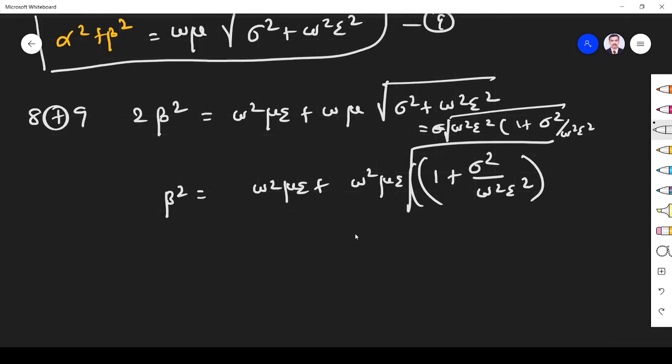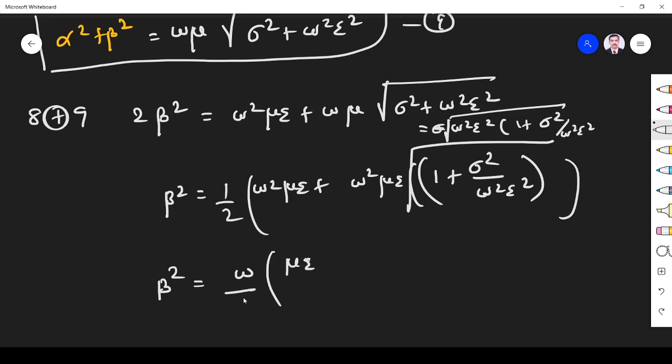So if you take beta squared, you take omega squared outside, with mu epsilon common, so mu epsilon divided by 2. Otherwise, let us deal with it fully.